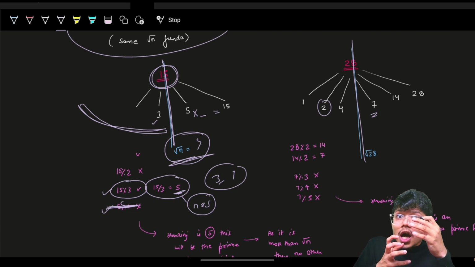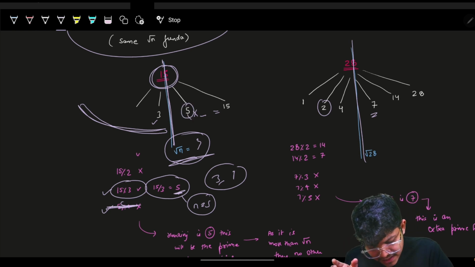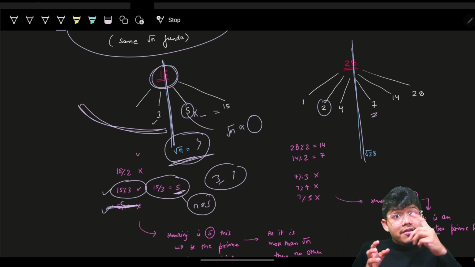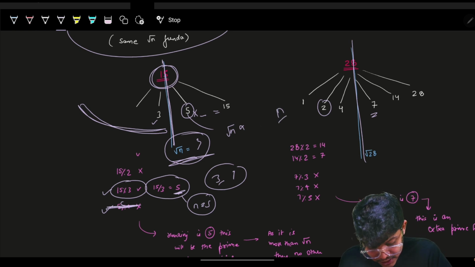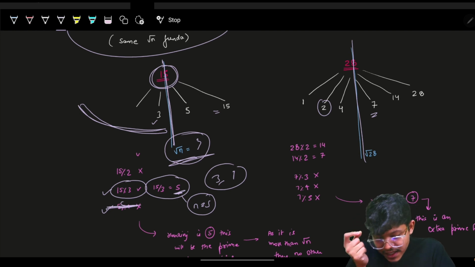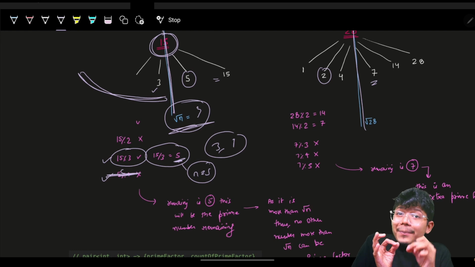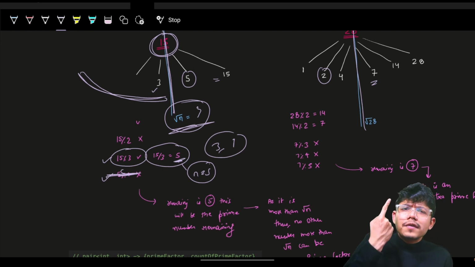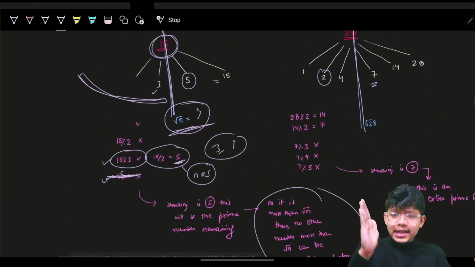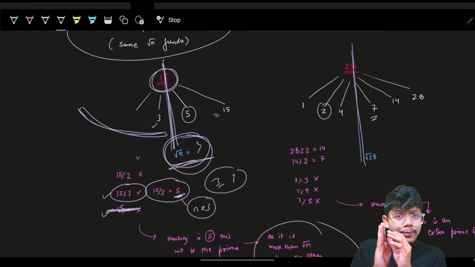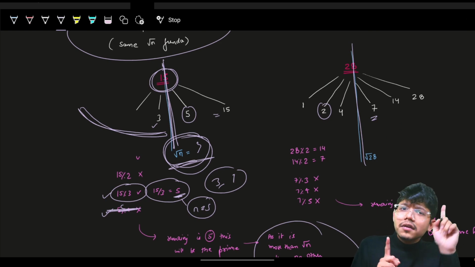Multiply with something which is higher than root n. Let's imagine this as root n. I would have to multiply with something higher than root n to actually make the number n. That's not possible at all. So whatever remains, as long as it is more than 1, will be a prime number, again with a frequency of 1. So I'll keep on trying up to root n, and after that, whatever is remaining will be a prime factor with a count of 1.